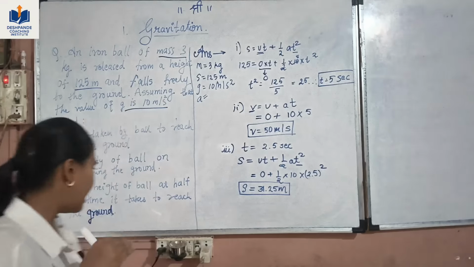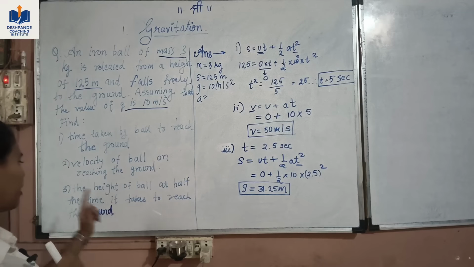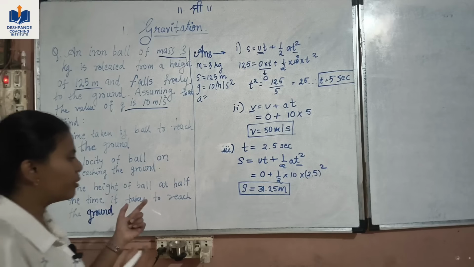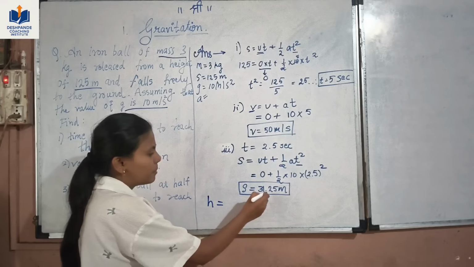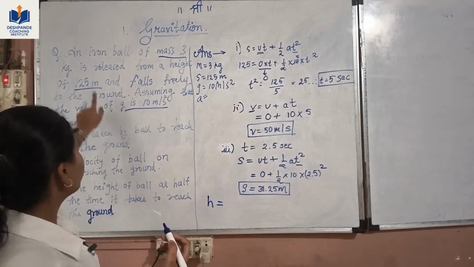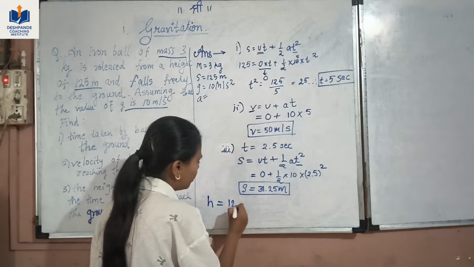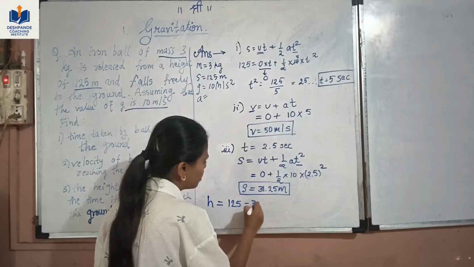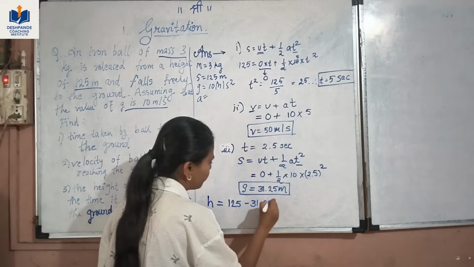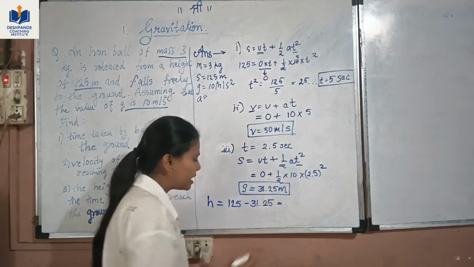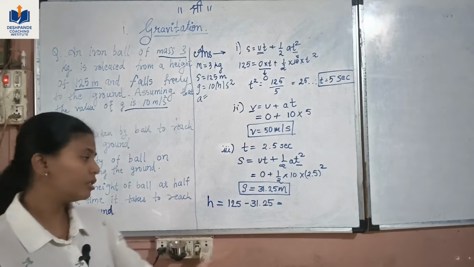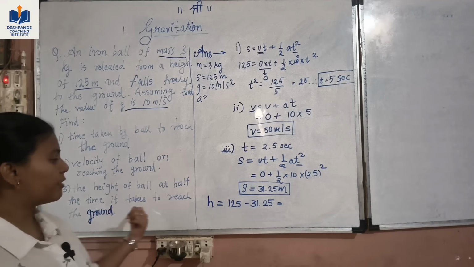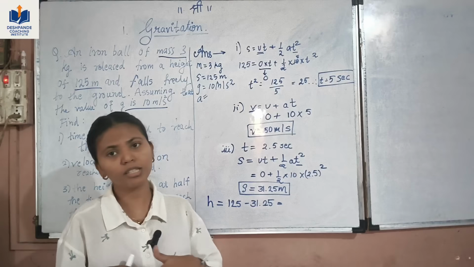So, to calculate the height of the ball at half the time to reach the ground, we have to subtract this value from the original height. 125 minus 31.25. So, you guys calculate this answer and this will be the final answer for the height of the ball at half the time which it will take to reach the ground.